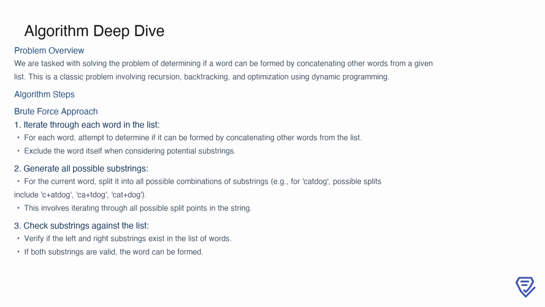For each word, we generate all possible splits of the word into substrings. For example, if the word is catdog, we generate splits like c plus atdog, ca plus tdog, and cat plus dog. Once we have these splits, we verify if both the left and right substrings exist in the list of words. If they do, we know the word can be formed. This approach focuses on systematically breaking down the word and checking all possibilities.